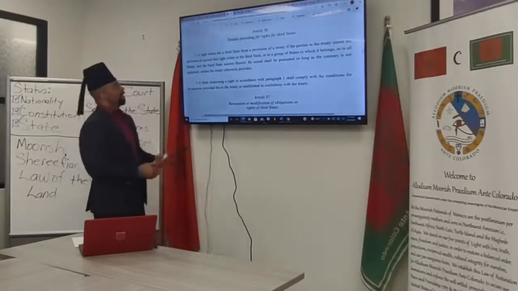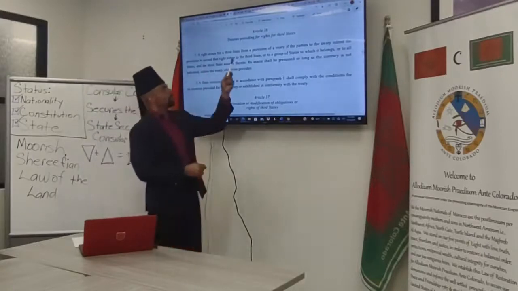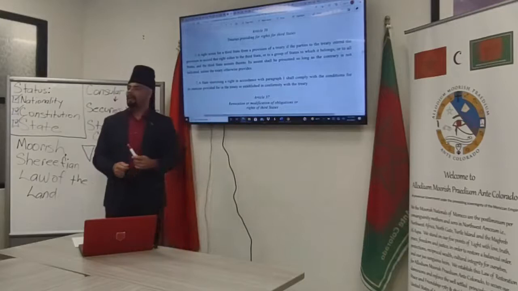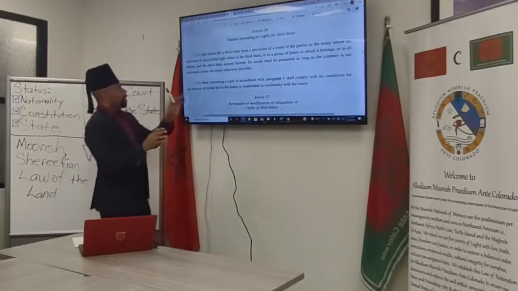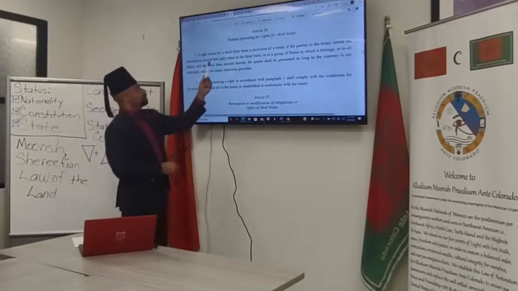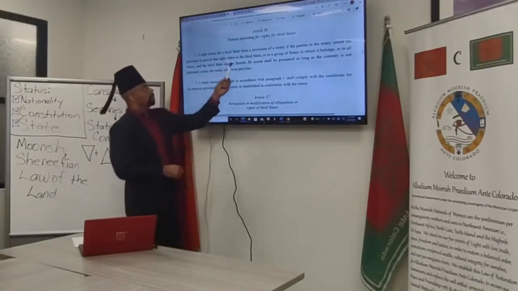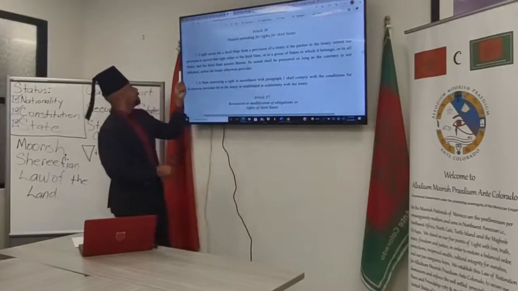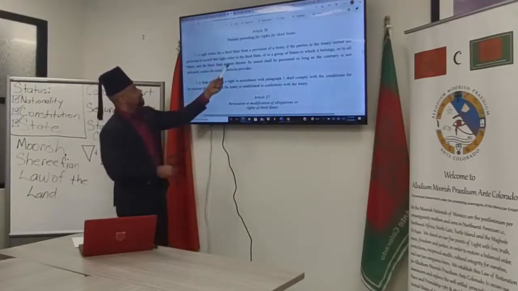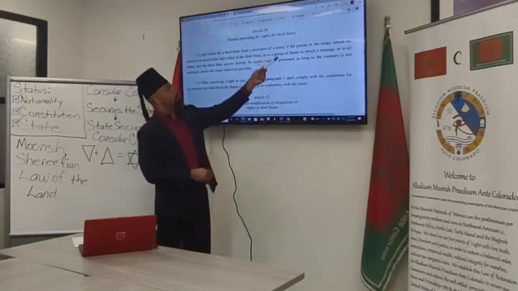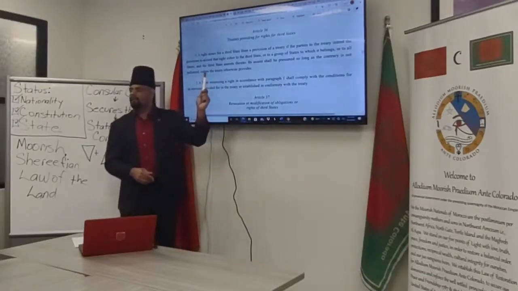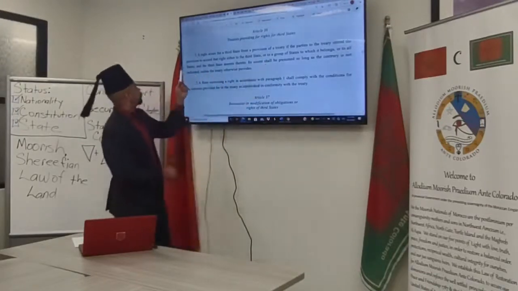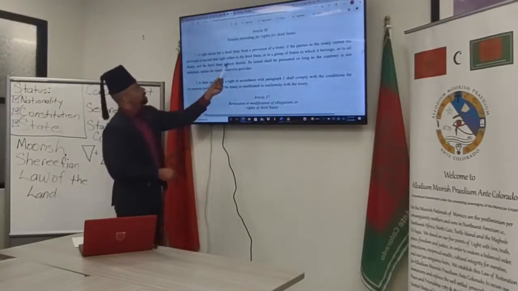Okay, so what's happening here in Article 36? Treaties providing for rights of third states, that's in the Vienna Convention, to recognize those parties who still have an obligation who are calling themselves states. So Germany is saying this: a right arises for a third state, Arizona, from a provision of a treaty if the parties to the treaty intended the provisions to accord that right either to the third state or to a group of states to which it belongs. Arizona belongs to who? The United States of America. Or to all states, and the third state assents thereto.